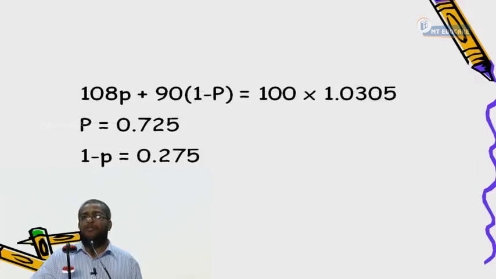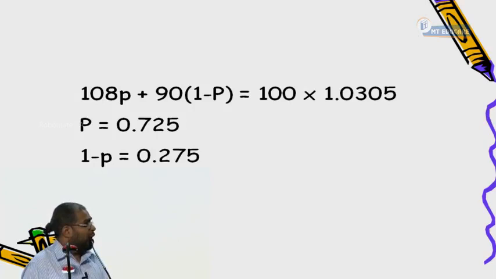108p plus 90 into 1 minus p. I want the English word for this. What is the English word for 108p plus 90 into 1 minus p? Expected future spot price. This is the expected future spot price. And what is 100 into 1.0305? Future value of spot price. So I equate the expected future spot price to the future value of spot price to derive a probability called the risk neutral probability.